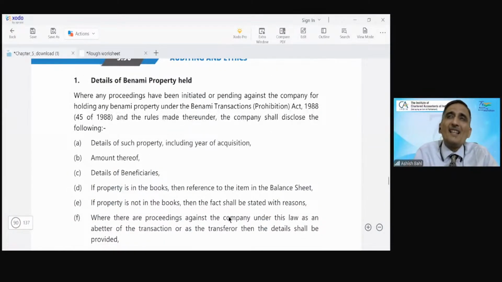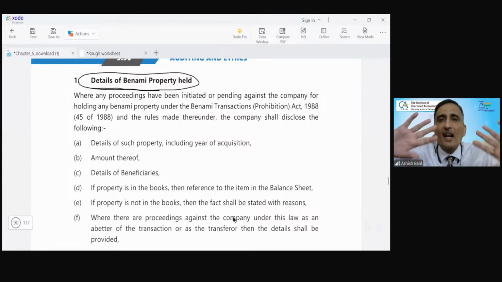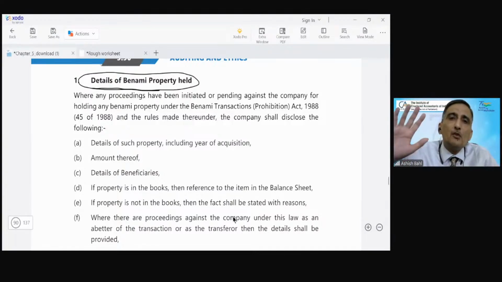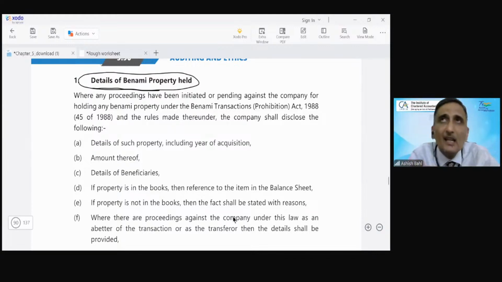Then one more information is detail of Benami properties held. So students, you have an understanding of what do we mean by Benami properties? So there is a complete act. We do not have to go through all these nitty-gritty. Basically, you have to understand that this information is required to be disclosed by the company in its financial statements. There is an act, there is a law, Benami Transactions Prohibition Act. So just keep in your mind what a Benami transaction is, first of all. And remember these disclosure requirements.